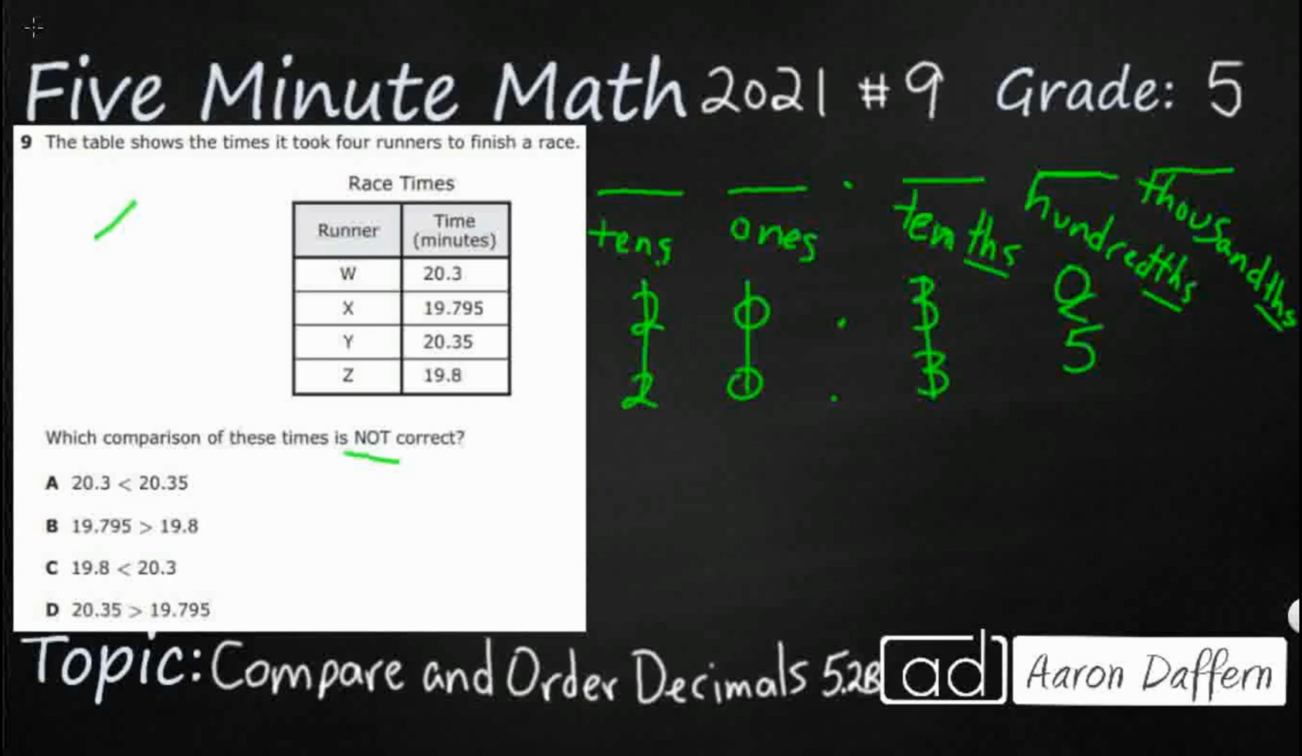And I know that this symbol is the less than symbol simply because it looks like a capital L. Then I can kind of rotate a little bit. So that 0 is going to be less than 5. And I've got that less than right here. So A looks like a good comparison, which means we are not looking for it. We're looking for the one that does not work. So let's check this one right here.